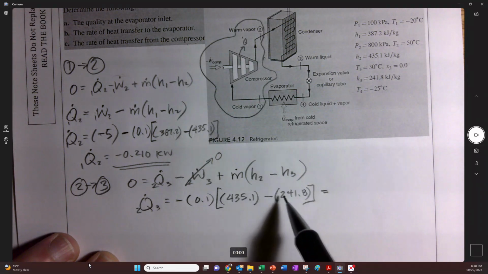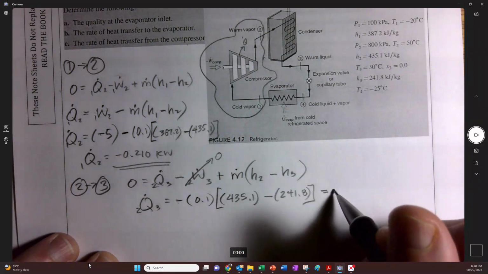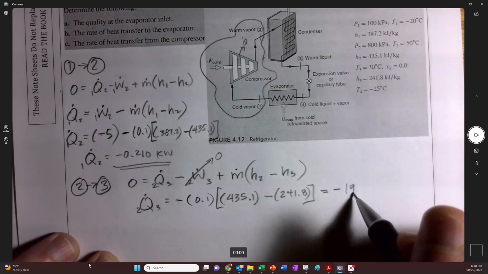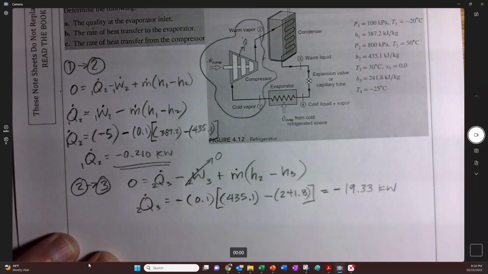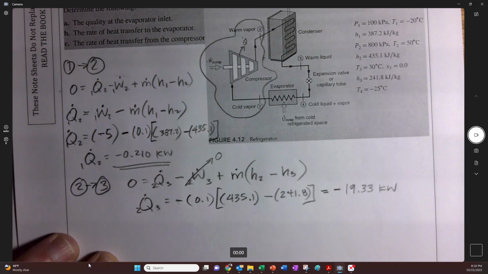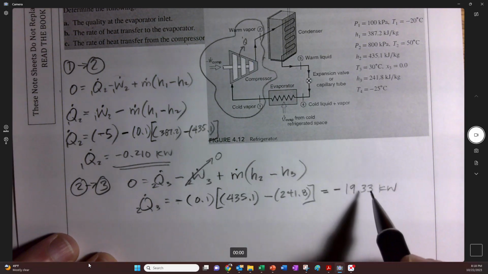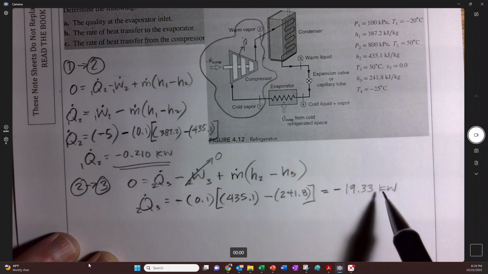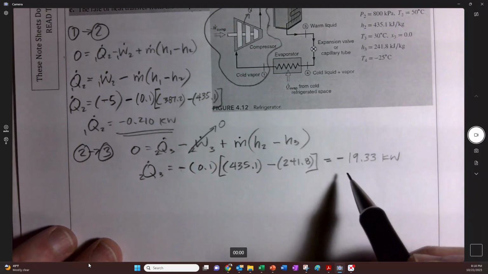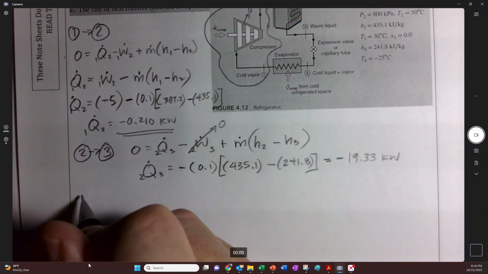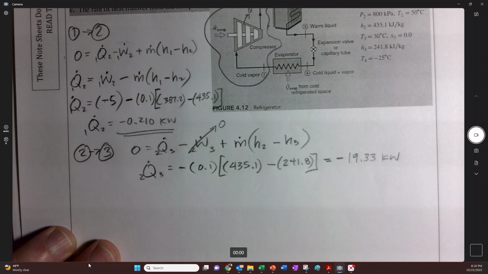Okay, so this is larger than that, right? But then we're going to make it negative. Okay, so it's negative. And then it's going to be 19.33 kilowatts, which was surprising to me, but I guess, compared to that we're putting 5 kilowatts into it. So I was a little wondering about that. That's kind of a strangeness to the thing. But I guess we're getting those kilowatts by way of what we're taking out of the refrigerator.